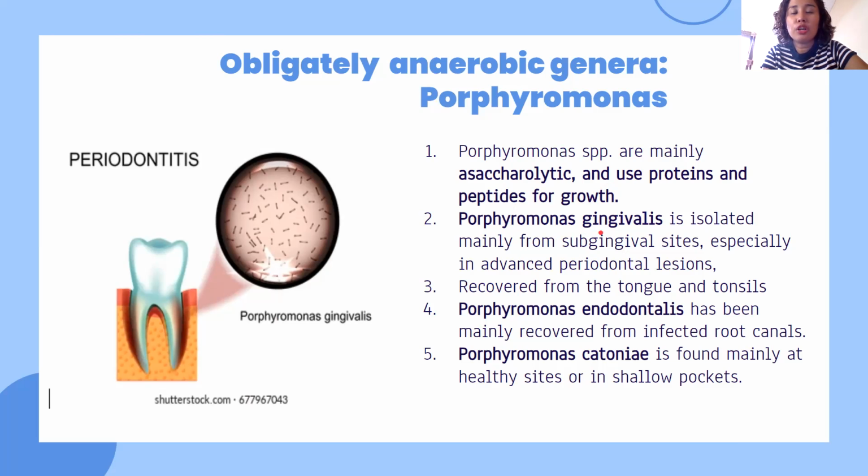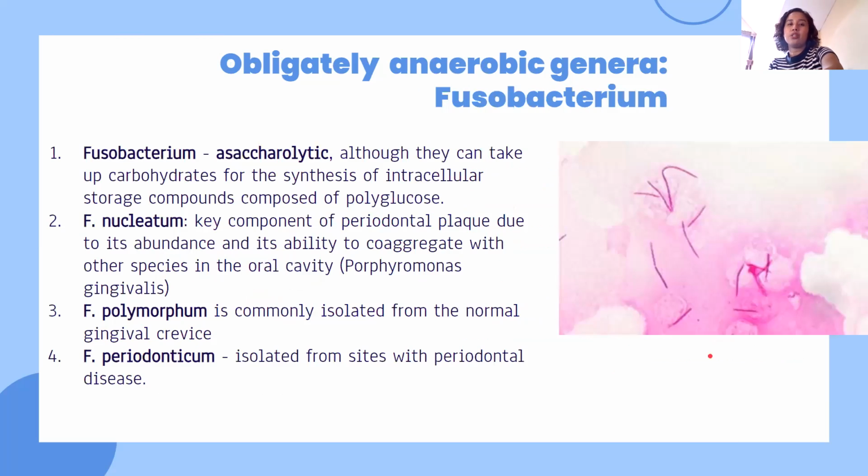Porphyromonas gingivalis is found in subgingival sites, so below the gums, and recovered from the tongue and tonsils. Endodontalis is recovered as well in root canals, and catoniae in shallow pockets. So they do not like oxygen. And I think this is the last: Fusobacterium. Same thing, it is asaccharolytic, so it does not convert your sugar into acids. We have nucleatum, found in periodontal plaque.